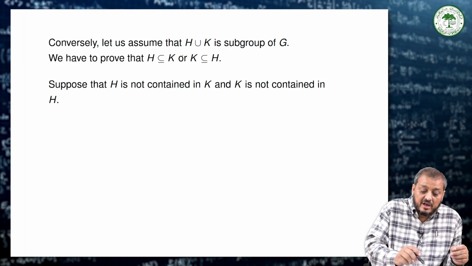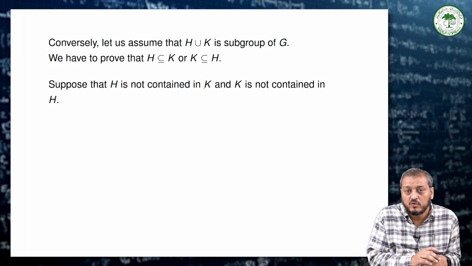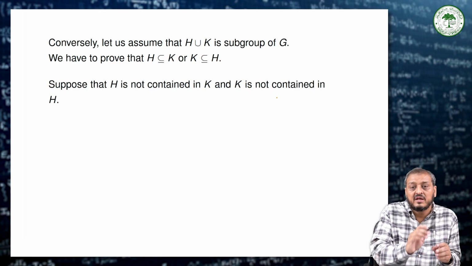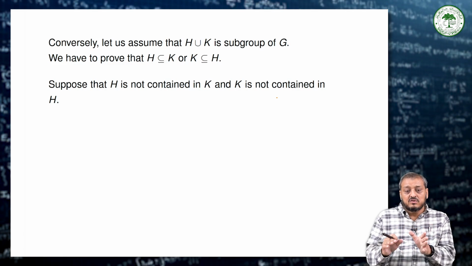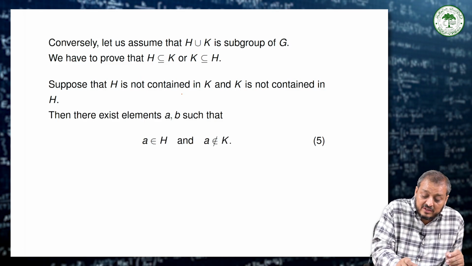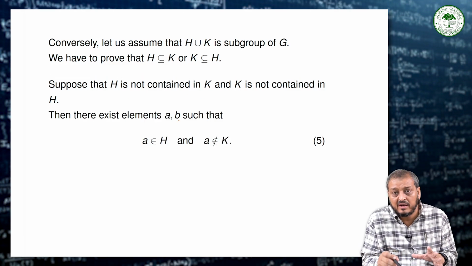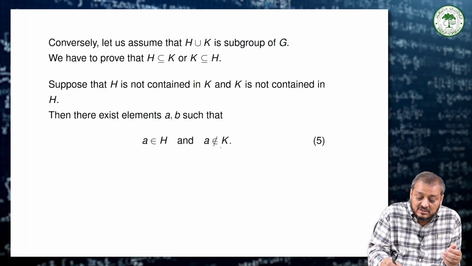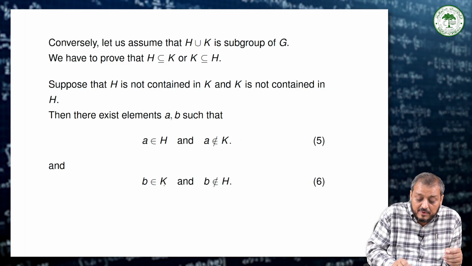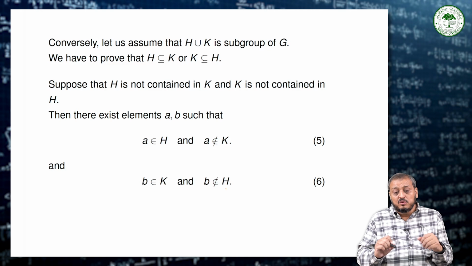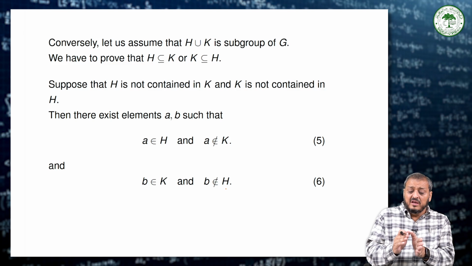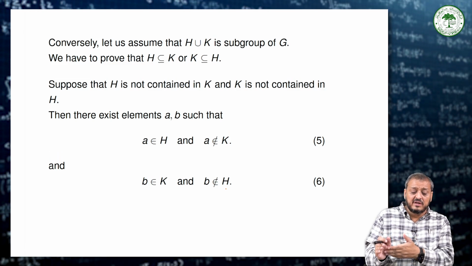This means let us suppose H is not contained in K. We have to go to the converse. If H is not contained in K and K is not contained in H, we are assuming that H does not contain K and K is not contained in H. So if H is not contained in K, then there exist elements A and B. A is an element of H and A does not belong to K. Similarly, B is an element of K, but B does not belong to H. So we are assuming that H is not contained in K and K is not contained in H.